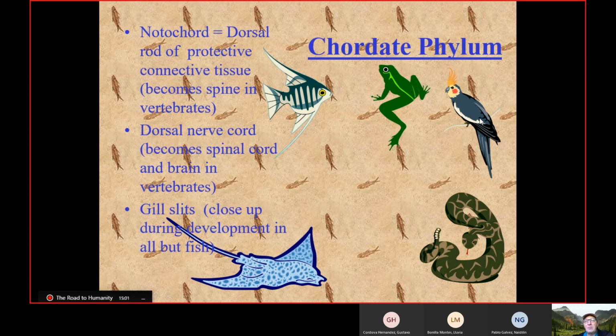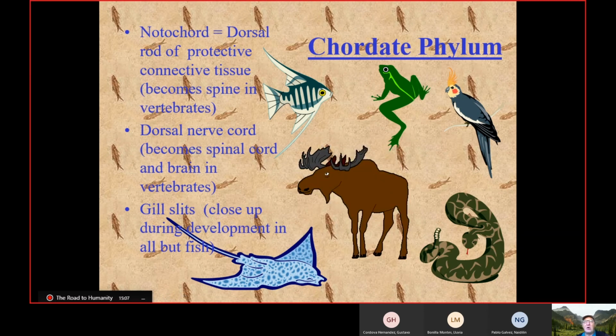And then the last group of chordates are the mammals. These guys have fur, they're warm-blooded, and they have live young. They never lay an egg. They keep the egg inside of their womb where it develops into an embryo and a fetus, and then we give birth to live young instead of laying an egg. So that makes us a chordate.